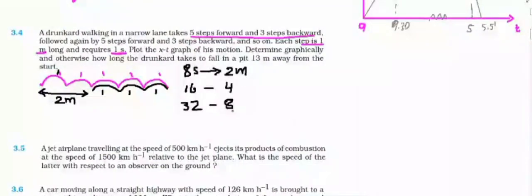After traveling 8 meter, what is he going to do? Next step, he is going to travel 5 steps forward. That means he is going to travel 8 plus 5 meter forward. For this 5 meter, he will take 5 more seconds. So total time is 37 seconds now. Now 8 plus 5, total you will get 13 meter.